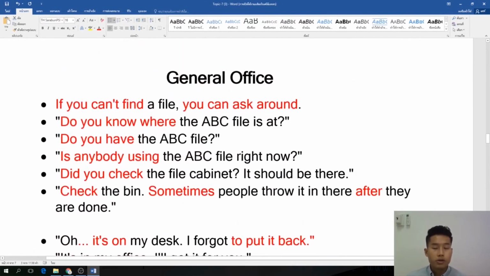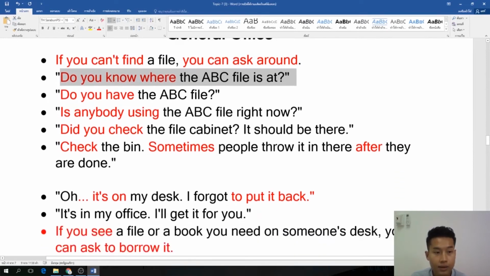Okay, all the words with the red line that I give to you are very important. You have to note them, you have to practice to be fluent, to be comfortable talking about this in business terms. If you can't find a file, you can ask around. It means if you can't see the file, you can ask other people. Number two, do you know where the ABC file is?